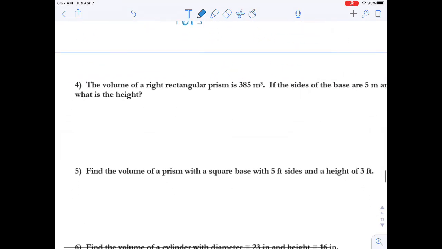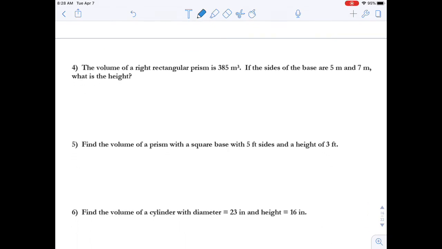Scrolling down. Okay. So now they're saying the volume is 385. The volume. Remember, volume equals base times height. The volume is 385. What did they tell us? They told us the sides of the base are 5 and 7. So imagine here's our base, 5 and 7. Oh, well, how do I find the area of a base? Multiply those two together. So base is 35.